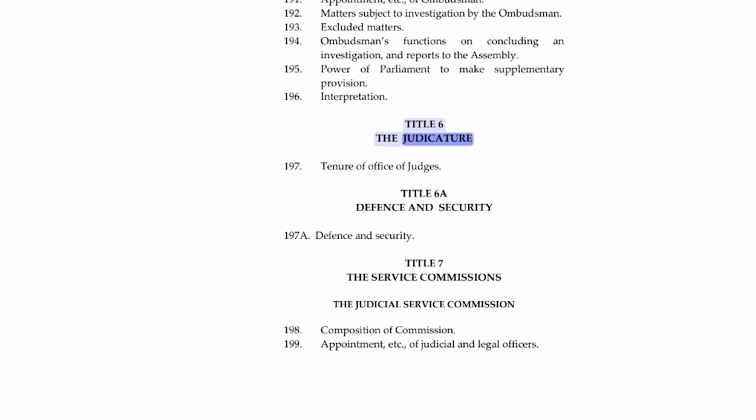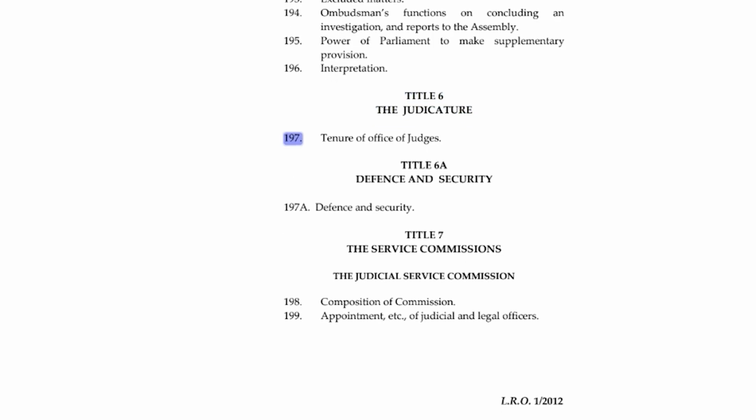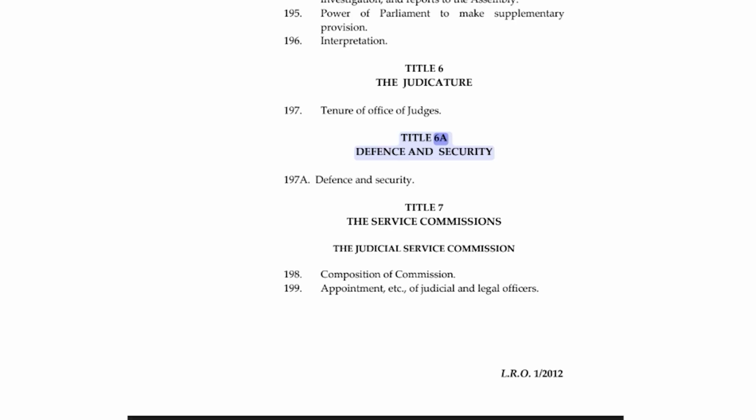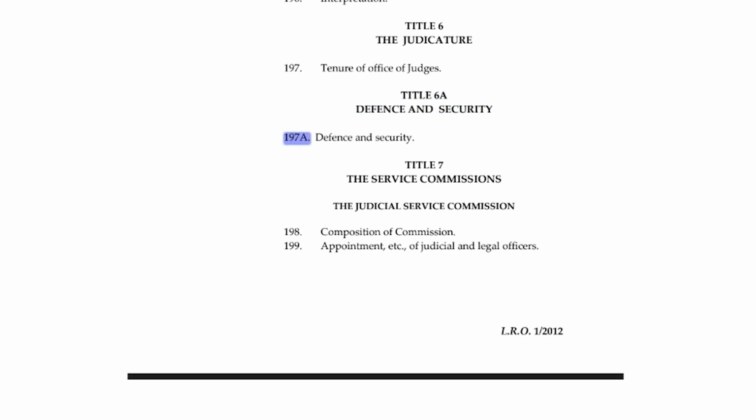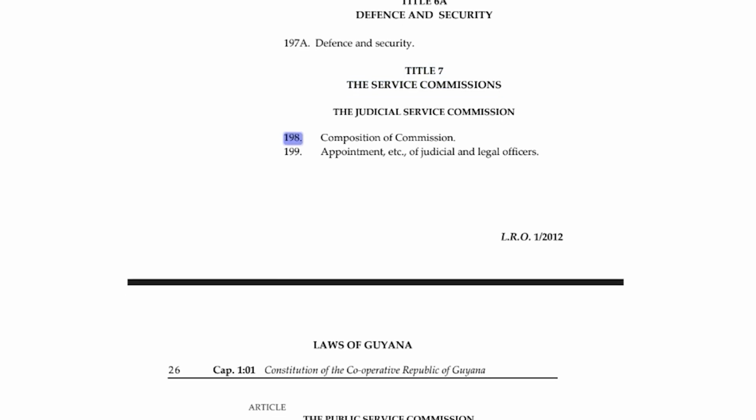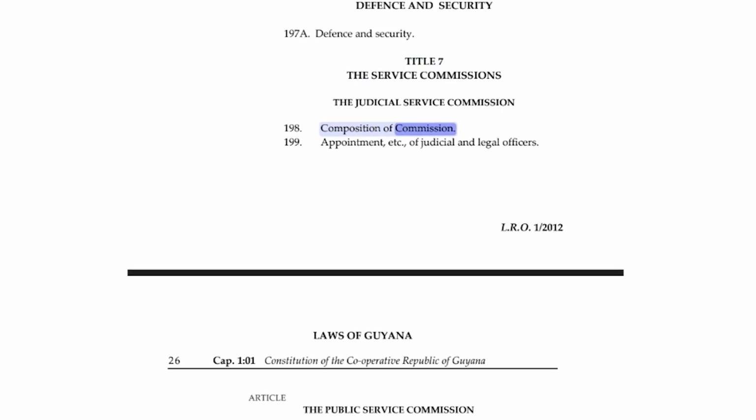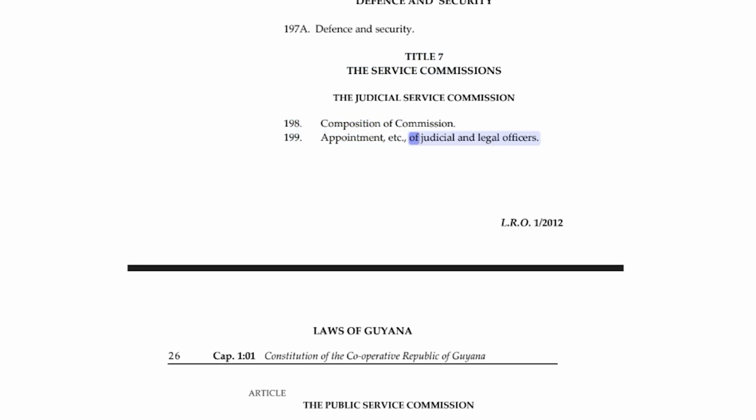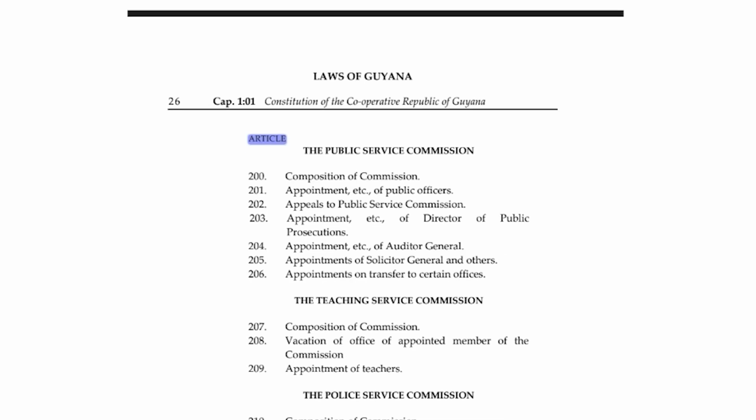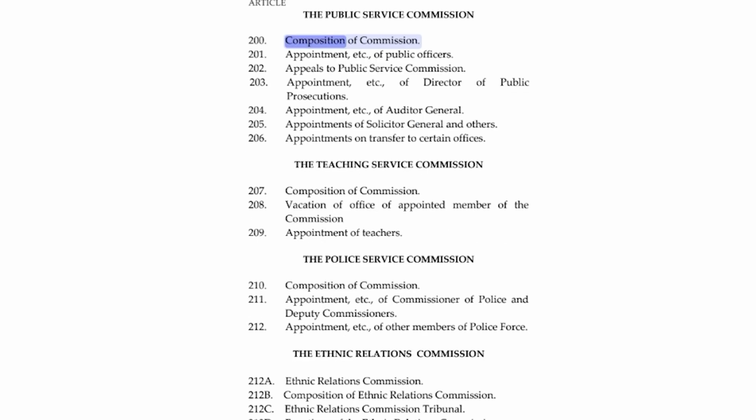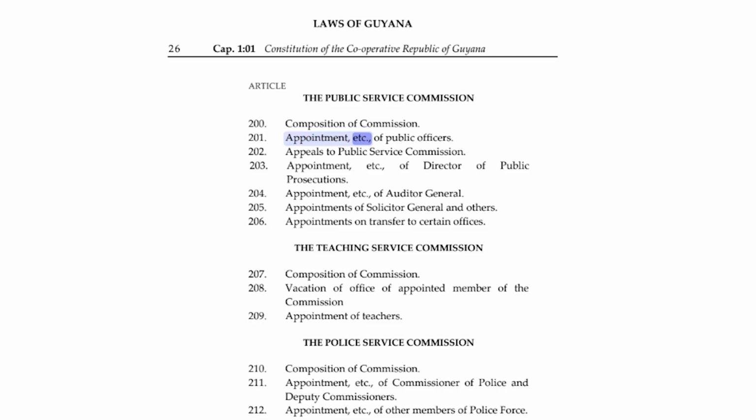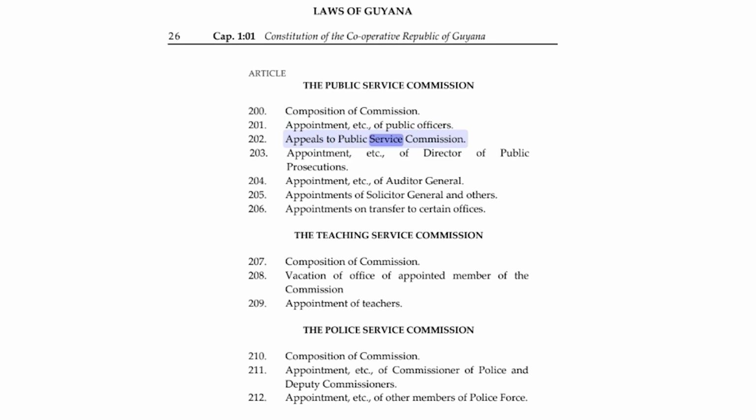Title VI, the Judicature. 197. Tenure of office of judges. Title VI A, Defense and Security. 197A. Defense and Security. Title VII, the Service Commissions. 198. Composition of Commission. 199. Appointment, etc. of judicial and legal officers. The Public Service Commission. Composition of Commission. Appointment, etc. of public officers. Appeals to Public Service Commission.